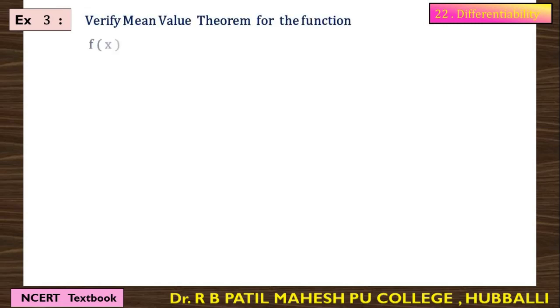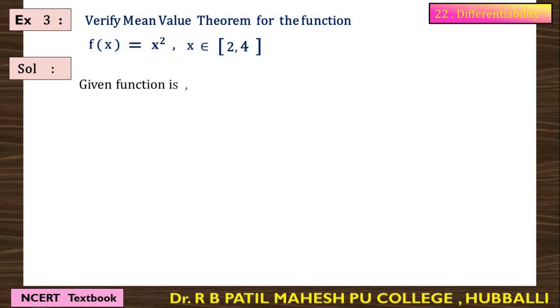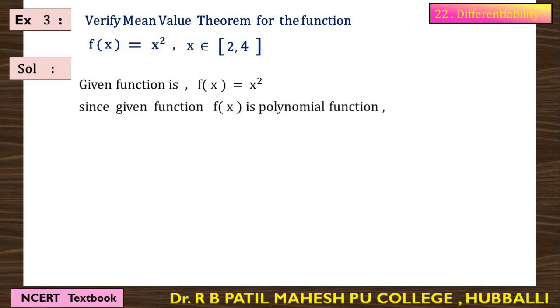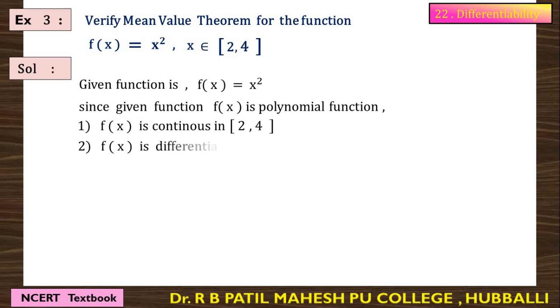Now see the next question. Verify mean value theorem for the function f of x is equal to x square, x belongs to the closed interval 2 comma 4. First take the given function f of x equal to x square. Since the given function is a polynomial, x square is also a polynomial function. f of x is continuous in the closed interval 2 comma 4, and f of x is differentiable in the open interval 2 comma 4.